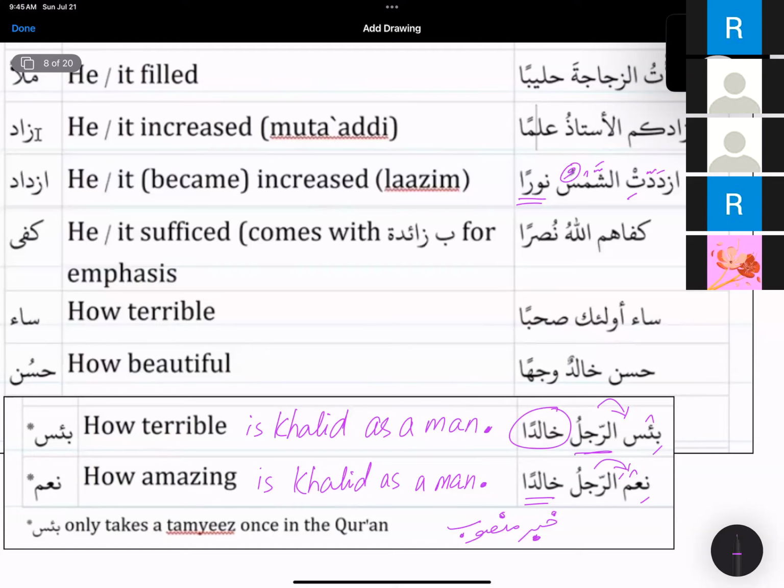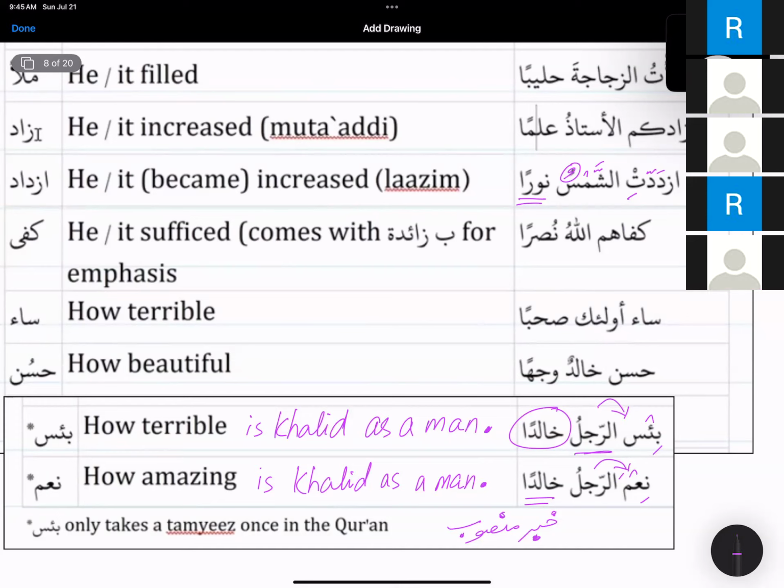How terrible, because you know that is creating amazement. These are the afalu ta'jub. Okay, so we are showing amazement over here. How terrible he is as a man, or how amazing he is as a man. Okay, so in that sense it is coming.